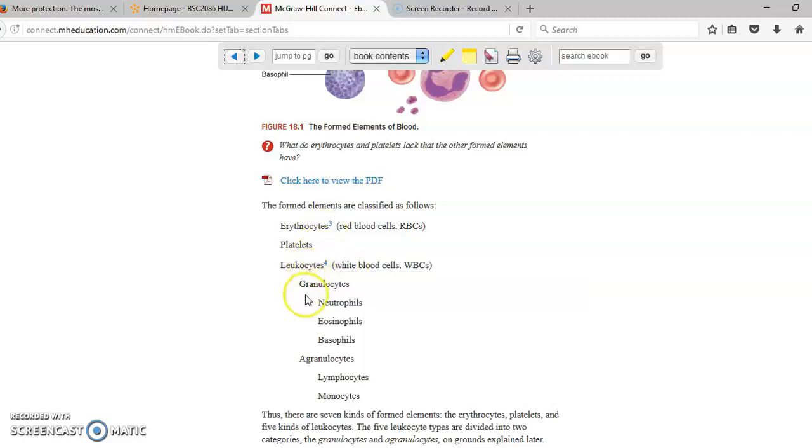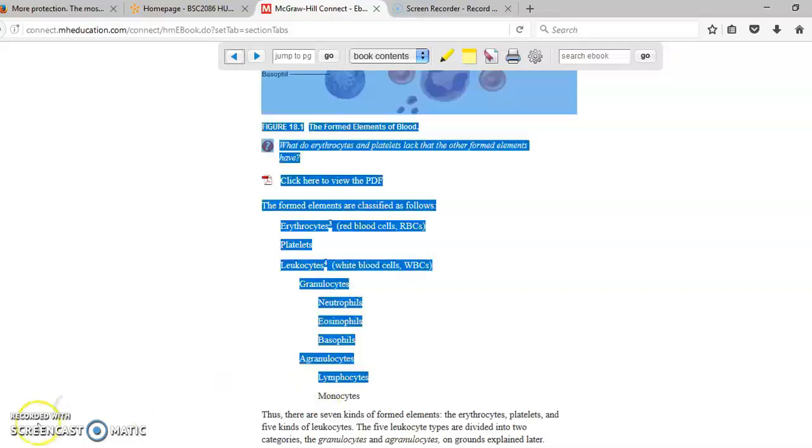Within the white blood cells, we have granulocytes because they contain granules, and agranulocytes because they don't have granules. The granulocytes are going to be neutrophils, eosinophils, and basophils. The agranulocytes are going to be lymphocytes and monocytes.